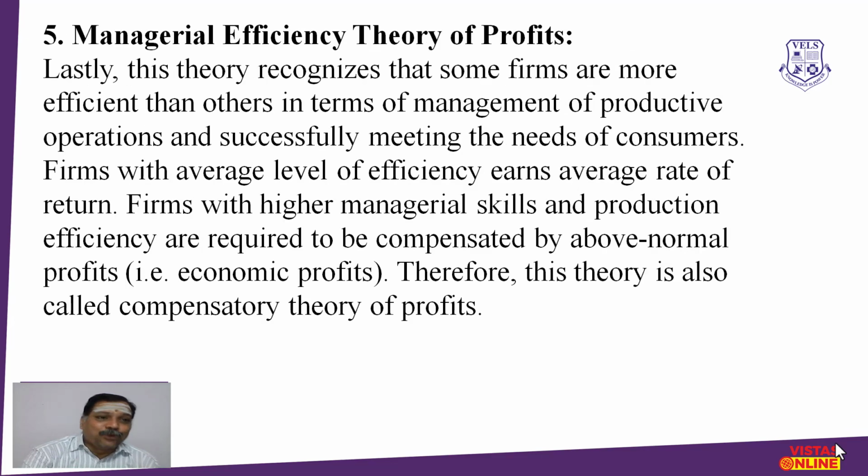So let's move to the last part of the theory, that is marginal efficiency theory of profit. This theory recognizes that some firms are more efficient than others in terms of management of productive operation and successfully meeting the need of the customer. The firm with the average level of efficiency earns an average rate of return. The firms with higher managerial skill and production efficiency are rewarded with above normal profit, that is economic profit. So this theory helps us understand how to make more profit. This theory is also called the compensatory theory of profit.